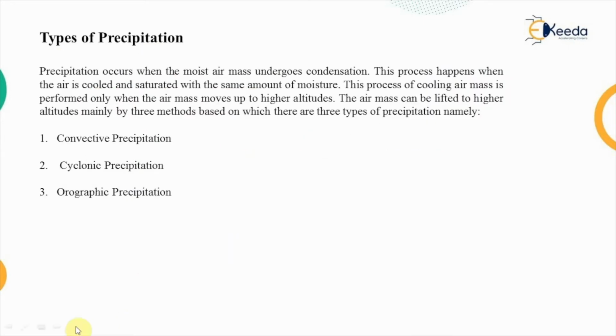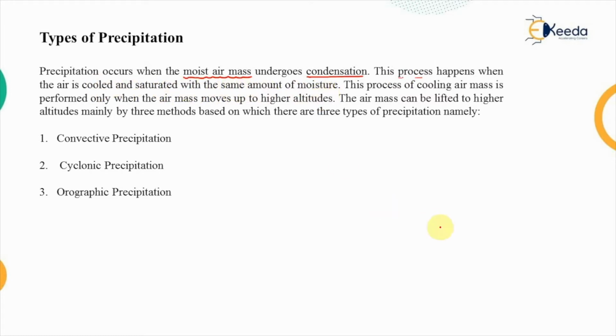Now, when we study the different types of precipitation, they are classified based upon the conditions which are causing the precipitation to happen. Precipitation occurs when the moist air mass, that means the air mass having sufficient moisture, undergoes the condensation process. This process happens when the air is cooled and saturated with moisture.